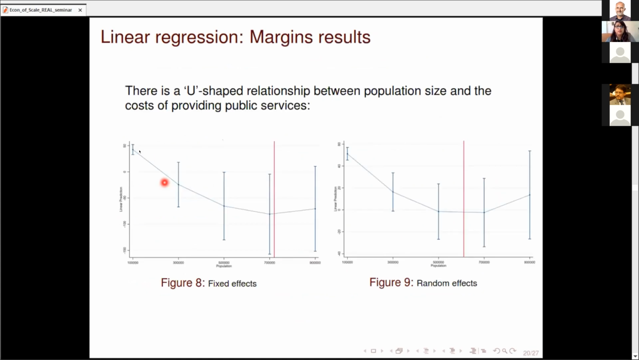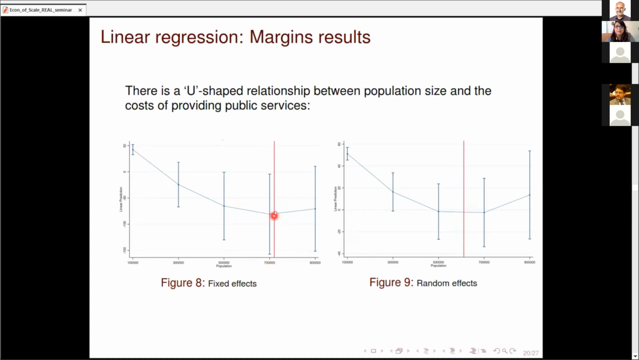So the first thing that we can see is that whichever type of effects we use, fixed or random, we find a U-shaped relationship between population size and the cost of providing public services. You can observe that as population grows, the cost diminishes until we reach a point at which the costs begin to increase. The red line represents the optimum population level.